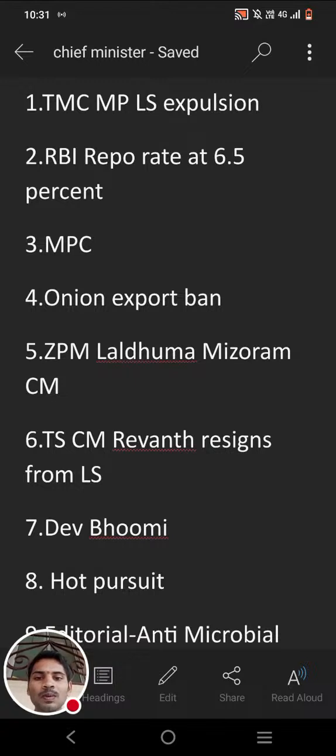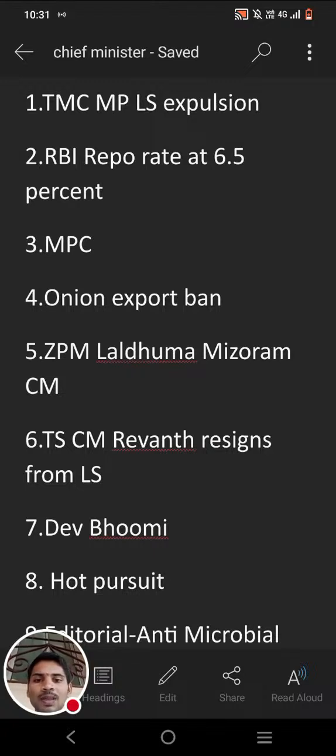Zoram People's Movement leader Lal Duma is the new Chief Minister of Mizoram. In the earlier video we have discussed how a Chief Minister is elected and various provisions related to the Chief Minister. I request you all to watch that video. The Zoram People's Movement's party symbol is a hat.